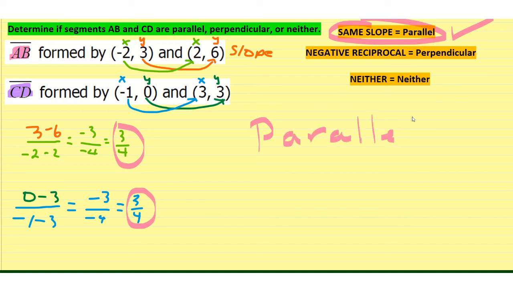So hopefully that helps you work through the process of considering two line segments formed by different points, and you can tell whether they are parallel or perpendicular or neither. We didn't have to ask any more questions because they were the same slope, that makes them parallel.